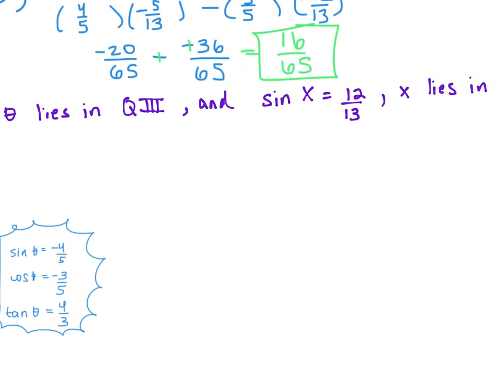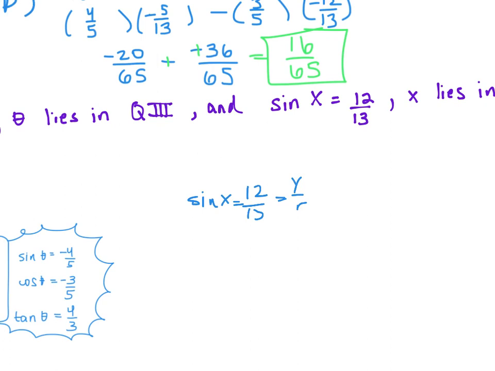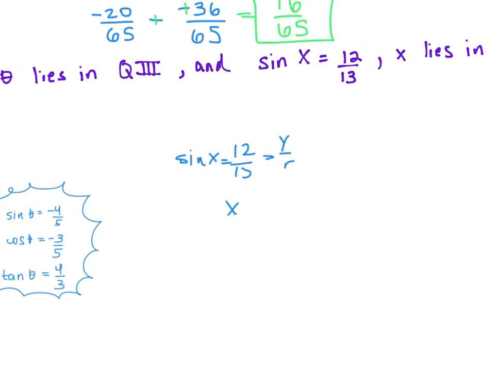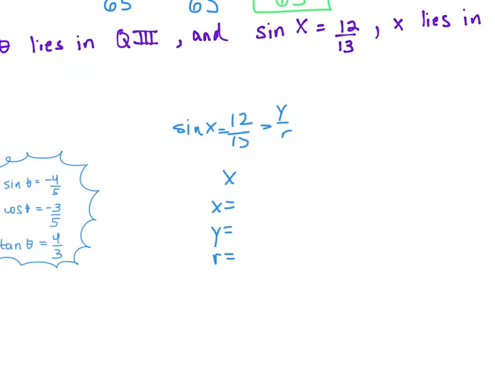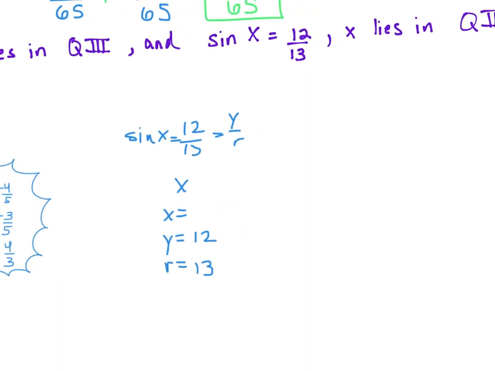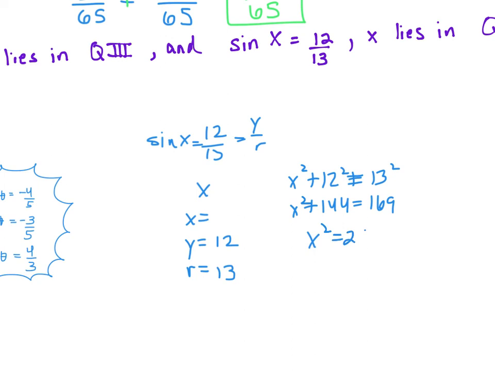Now the second thing I'm going to do is look at the second angle, and they told me sine of x. So sine of triangle x is 12 over 13. They said that's y over r. So for triangle x, I have x, y, and r. I know my y value is 12. My r value is 13, so I have to find what x is. So x squared plus 12 squared equals 13 squared. X squared plus 144 equals 169. X squared equals 25, so x equals 5.